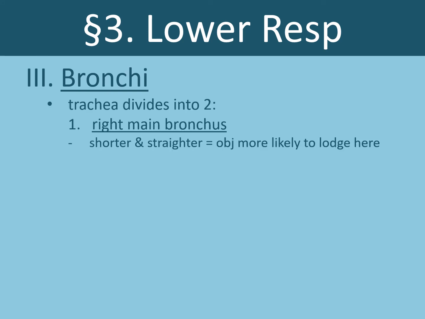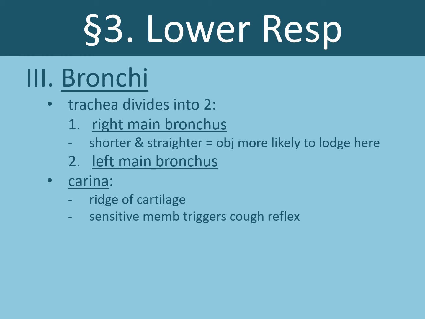The right main bronchus is shorter and straighter, and objects are more likely to lodge here, and brings air to the right lung. The left main bronchus brings air to the left lung. The carina is the ridge of cartilage at the base of the trachea, where the bronchi first divide. The carina has a sensitive membrane that helps trigger the cough reflex.